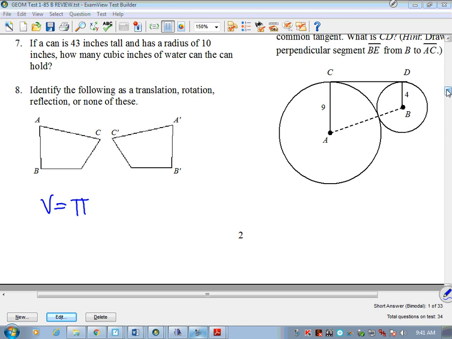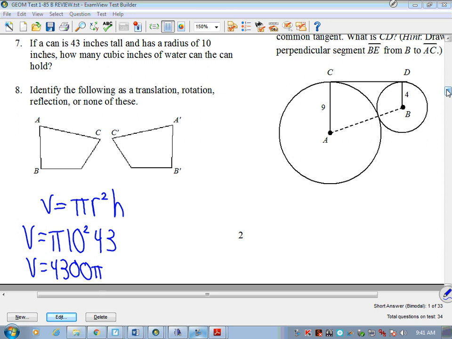So we should have a formula of pi r squared times height. So in ours, we've got pi. Looks like we've got a radius of 10. So 10 squared times 43. So that's 100 times 43. That would be 4,300 pi, right? Okay. Plug that in your calculator.